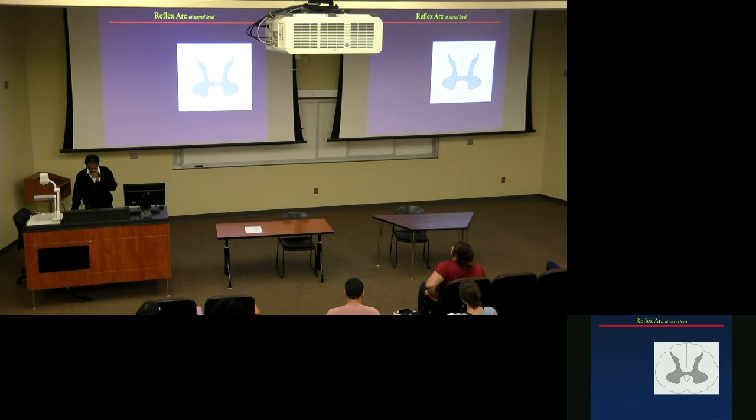Now, what you find, interestingly, is that this is where most of the control of sexual arousal is going on. It's not at the brain. It's not at the upper levels of the spinal cord. It's actually right near the tip of the spinal cord where all this control is going on. And this is how it works.